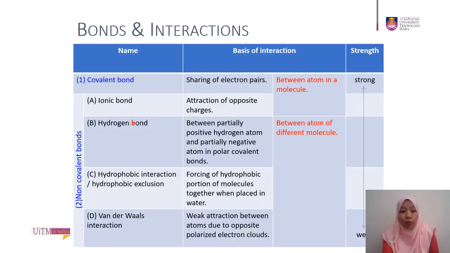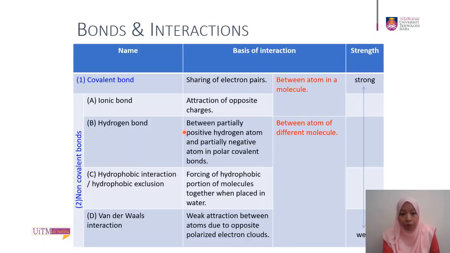Now we move on to covalent bond first. A covalent bond is a strong bond. A covalent bond is formed by the sharing of electron pairs between atoms in the same molecule. So it happens within the same molecule. Next one, non-covalent bond.